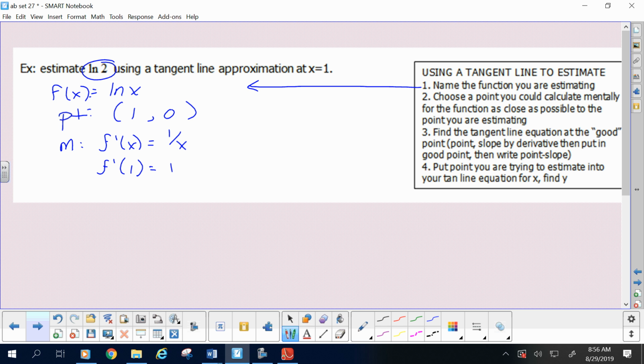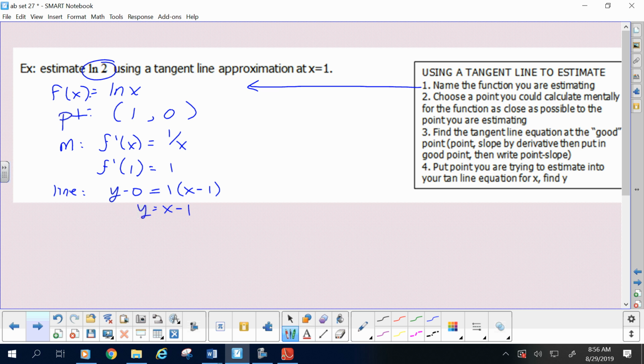Alright, I got the function, I found a point, I found the slope, now what do I do? Now you write the tangent line. What is the tangent line equation? y minus 0, which surely you could just not write at all, equals 1 times x minus 1, or just y equals x minus 1 if you like. Yeah? Okay, am I done?